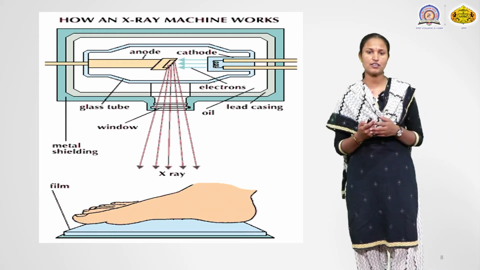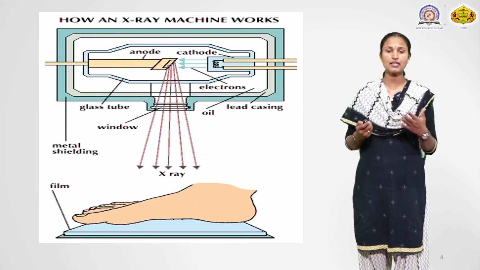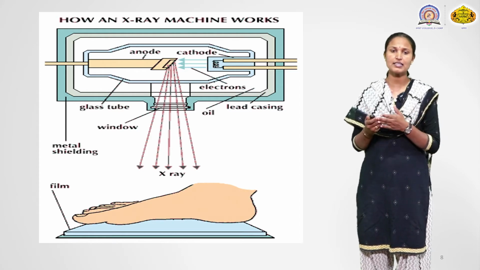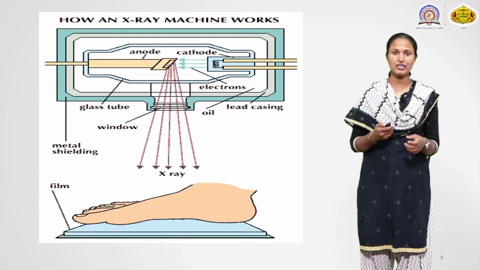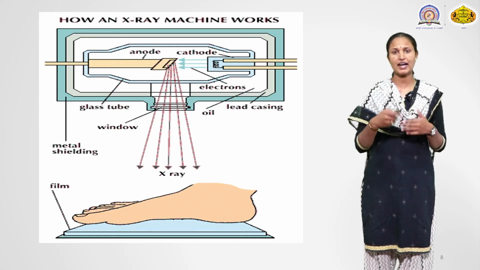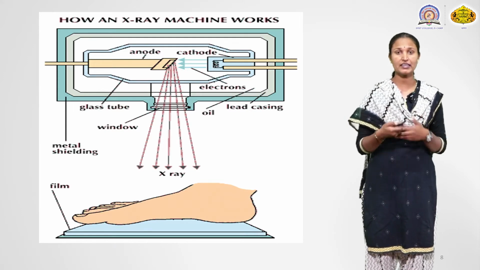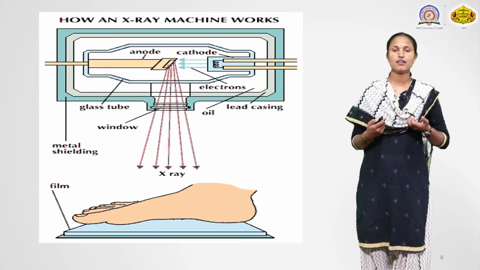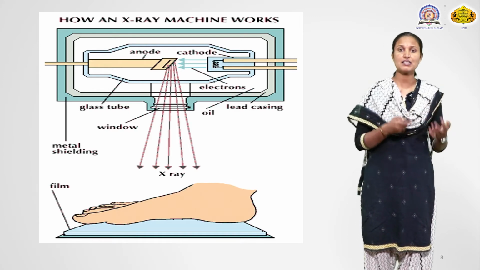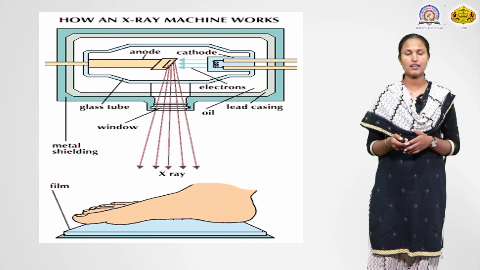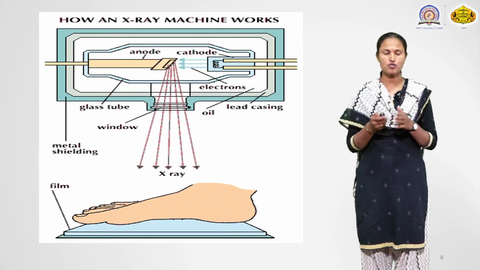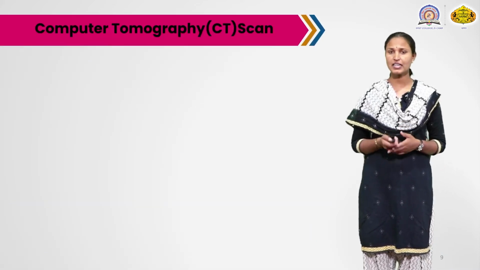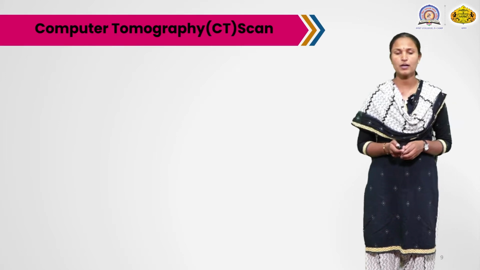Then the anode and cathode: the cathode emits electron particles that are incident on the anode, and the anode emits light, meaning the X-rays. Then this X-ray is incident on our body and reflected back, and the image is formed. An X-ray instrument gives only one image of our body.